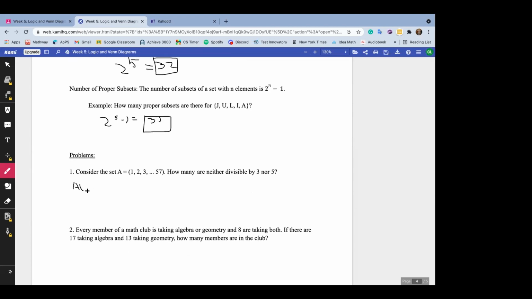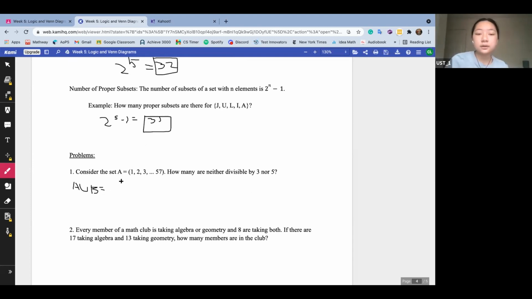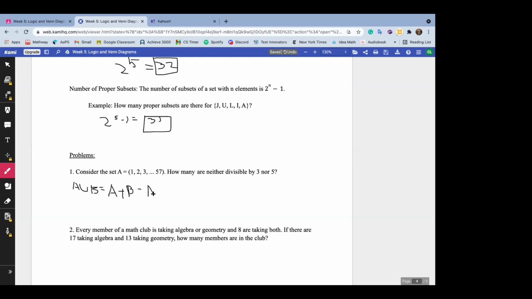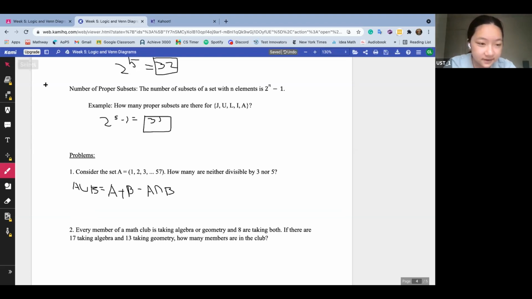Wait, so how am I supposed to use that proper subset stuff? You don't need that in this question. It's just the formula. Is B a set too? Okay, so for this question, I'm going to use a different variable because A is already a variable here. So I want to use a different variable here.